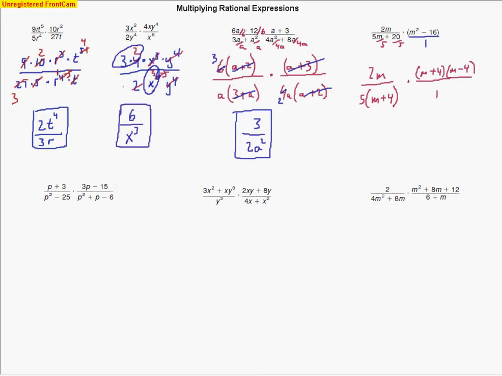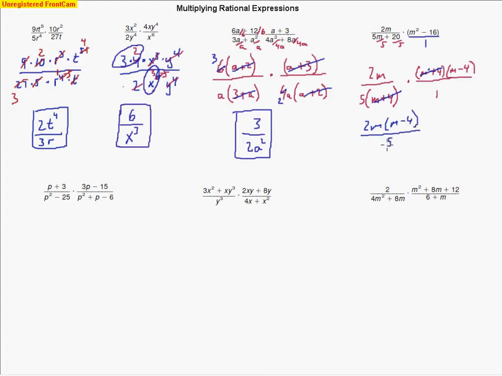So let's go ahead and do some reducing. So I see the m plus 4s are the same, so those will cancel. But that's it. I cannot cancel anything else out. See, the 5 doesn't go into any of these other numbers. So what we have left is a 2m multiplied by m minus 4 all over 5.